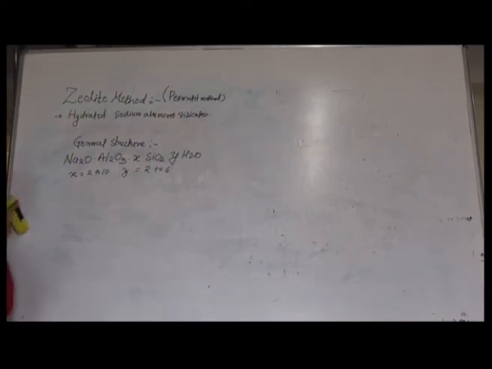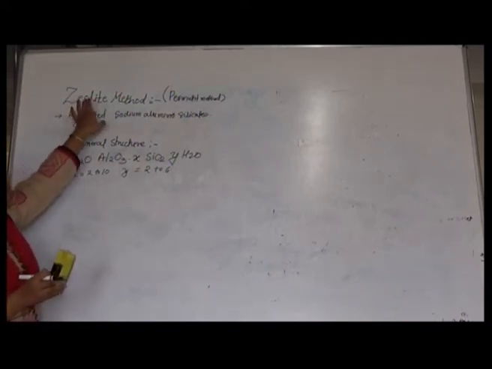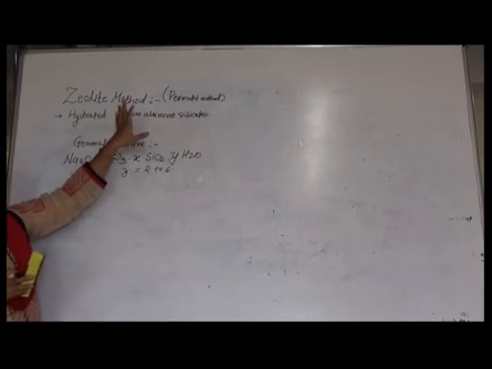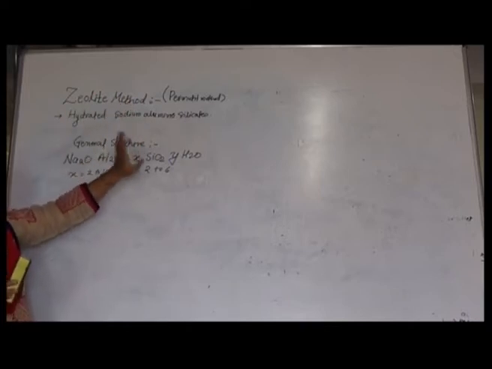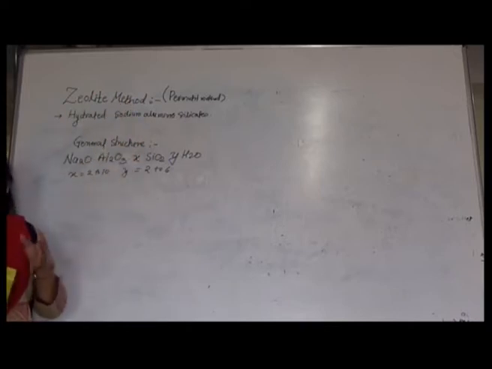So why are we using this zeolite in the softening process? Because zeolites are capable of exchanging the Na+ ion with Ca2+ and Mg2+ which are present in hard water.